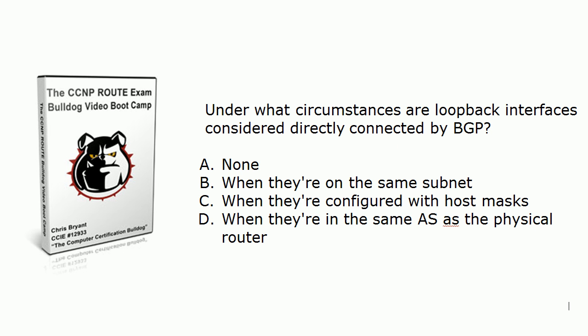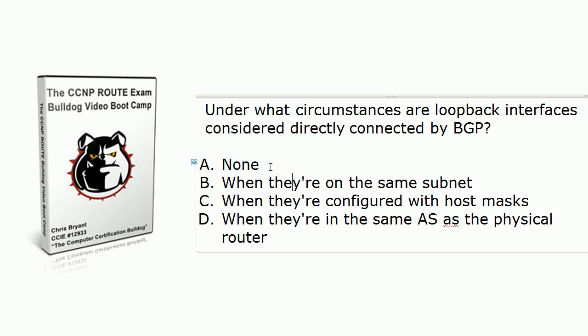This one, though: under what circumstances are loopbacks considered directly connected by BGP? And as a bonus question, I should have asked, why do we care? Well, the reason that we care is that quite often with routers, even this simple little config I've got here, 2 routers over a point-to-point network, we may use loopback interfaces to create the adjacency. And that's actually a good idea. It's very commonplace.